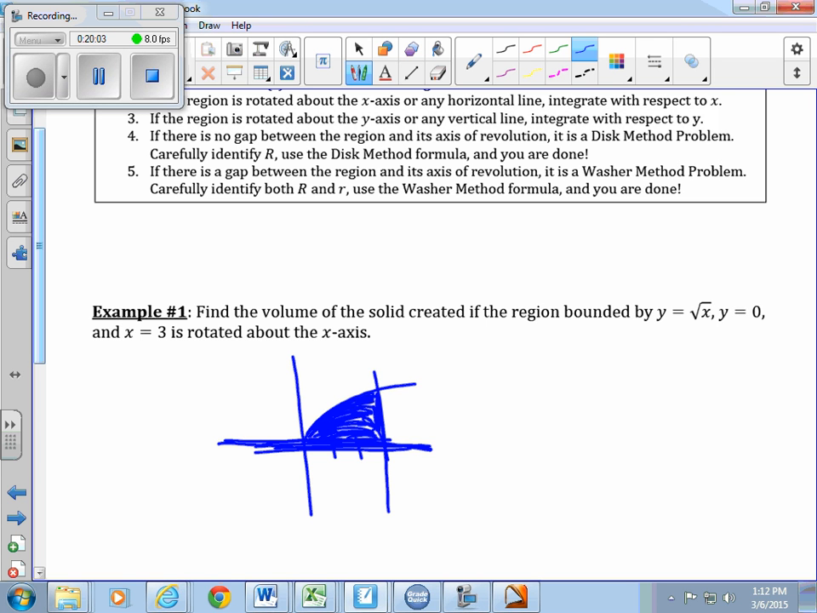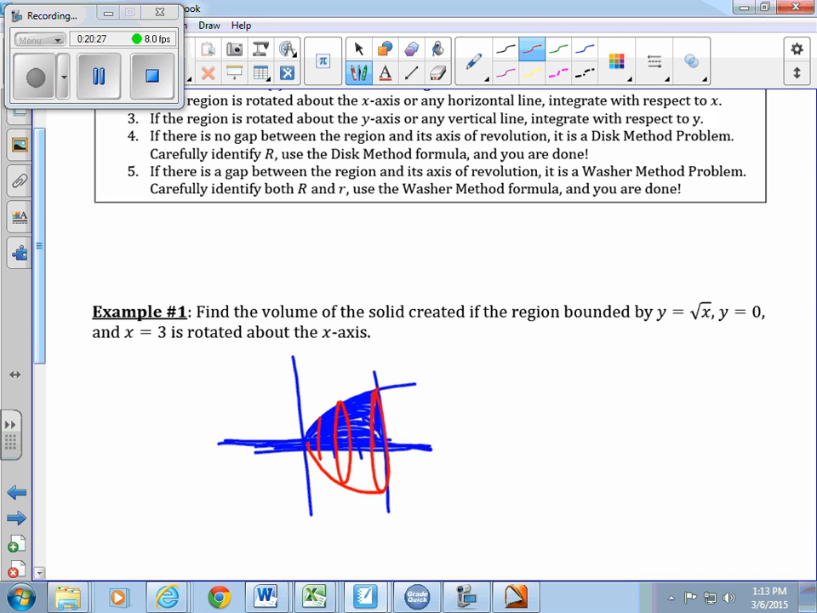I'm going to take that region and revolve it around the x-axis. Is there a gap between the region and the x-axis? No. So this is a disc problem, because there's no gap between that region and the x-axis. So I'm going to take that and revolve it around the x-axis.